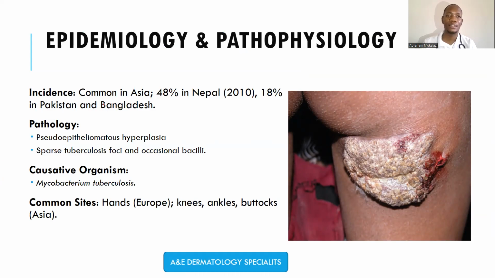So this is common in Asia, and about 40% of the cases occur in Nepal, and then 18% of the cases occur in Pakistan, and then Bangladesh.